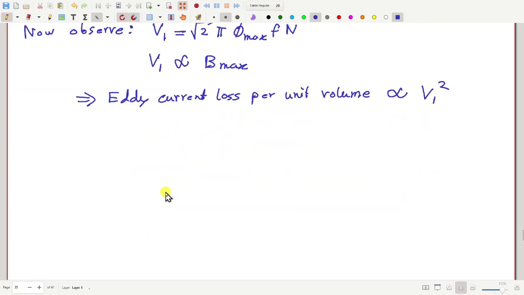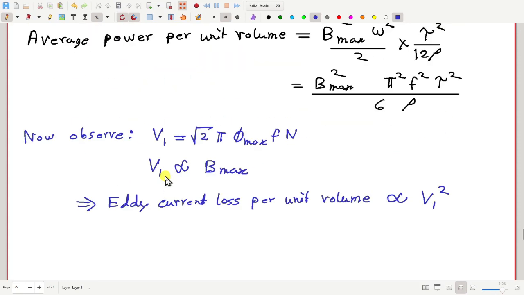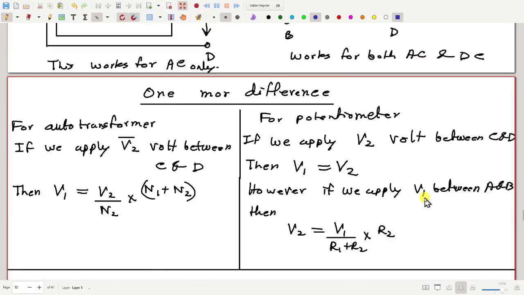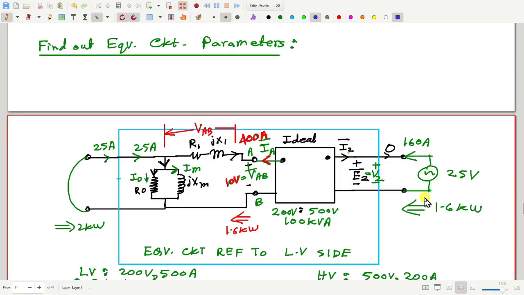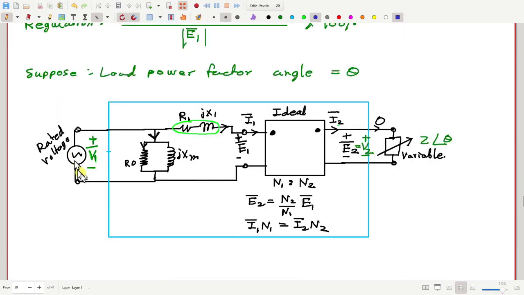Now, this should ring a bell in your mind. This is what we should expect. Otherwise, there is a problem. Why? Because let us go back to our equivalent circuit. So here we have an equivalent circuit, or maybe we look at this. Now say, how much is the core loss according to our model? Core loss is this V1 square divided by R0.